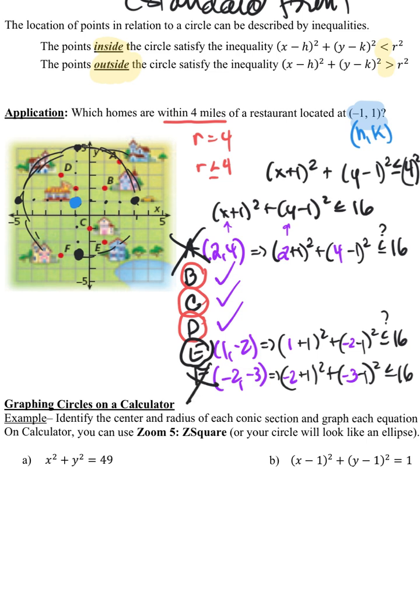Okay, so we can just create the circle with a certain radius, and we can look at all the houses that are within that radius. In this case, the only ones that satisfy this inequality are A, B, C, D, and E. So of course, this is a word problem. We'd answer the question: the only homes that are within a 4-mile radius of the restaurant located at (-1, 1) are houses B, C, D, and E.